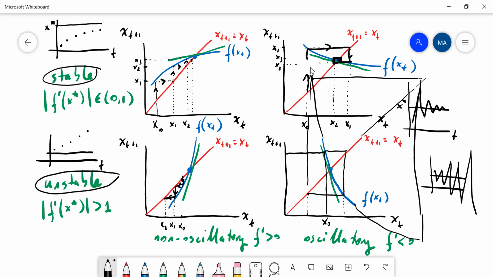So what matters for stability is whether the slope in absolute value is between 0 and 1. What matters for whether the movement is oscillatory versus non-oscillatory is the sign of the derivative. So that's for the one variable case.